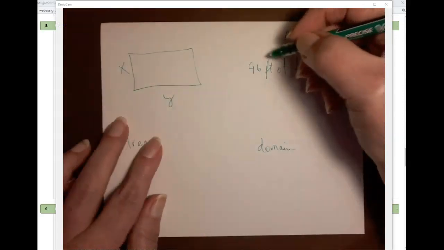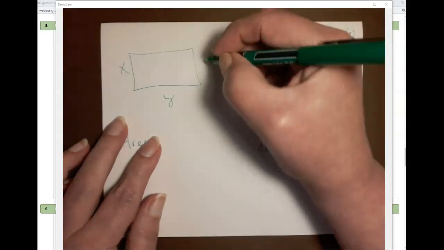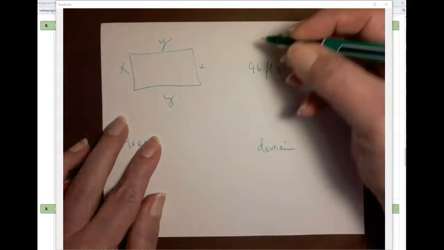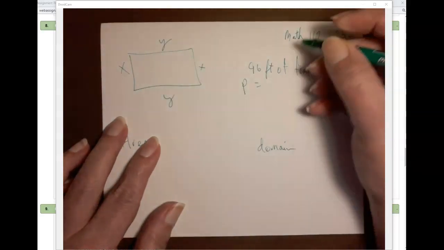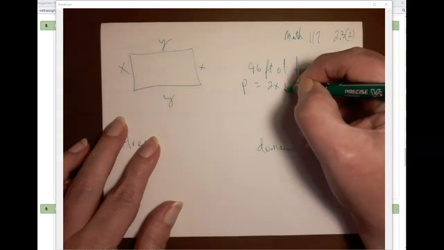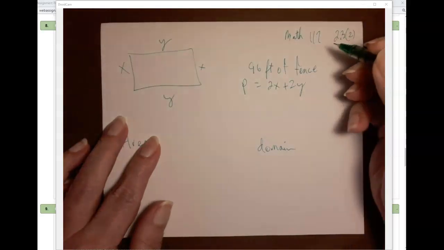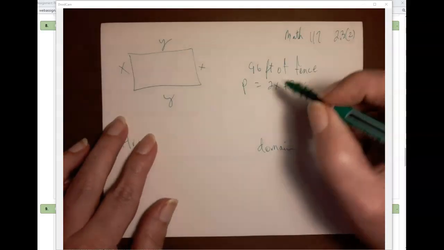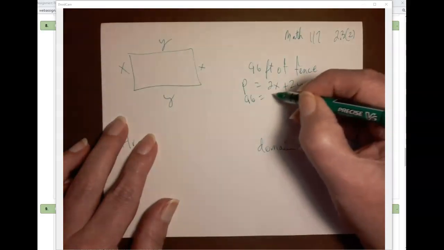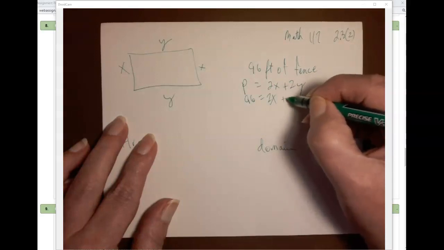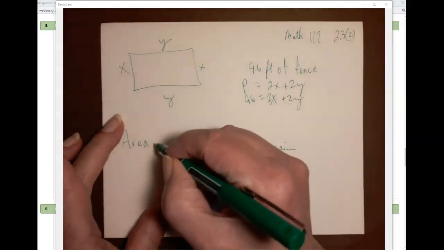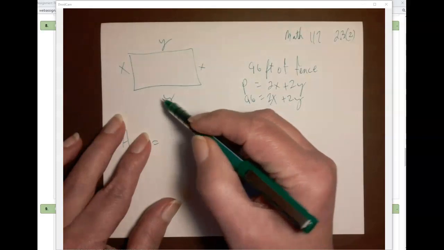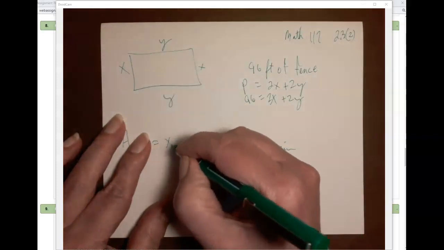Because we have fence, that's like going around the outside. So we have x and y. So we actually have a perimeter equal to 2x plus 2y. You might remember this formula from Algebra 1 or Algebra 2, or maybe geometry. So we have 96 is equal to 2x plus 2y. Now if you remember the area for a rectangle, that's the length times the width, so this would be xy.